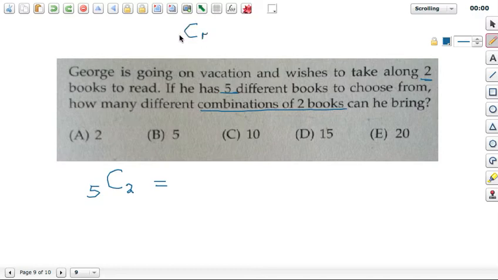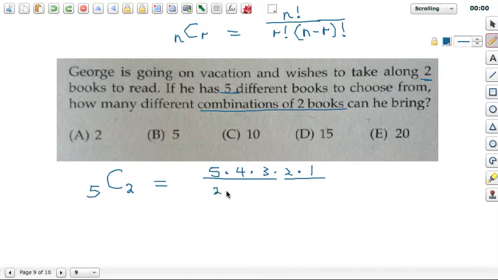If you're choosing R events from a total of n, the formula for combination is n factorial over R factorial times n minus R factorial. So this would be 5 factorial, which is 5, 4, 3, 2, 1, divided by R factorial, which is 2 times 1, times n minus R factorial, which is 3 times 2 times 1, cancels out, and 2 and 4 cancels, and the correct answer is 10, and it is C.